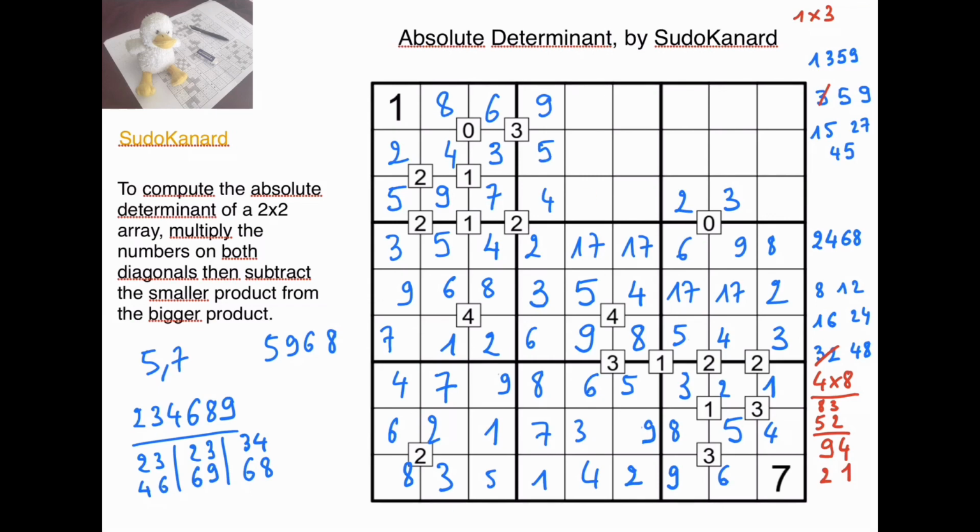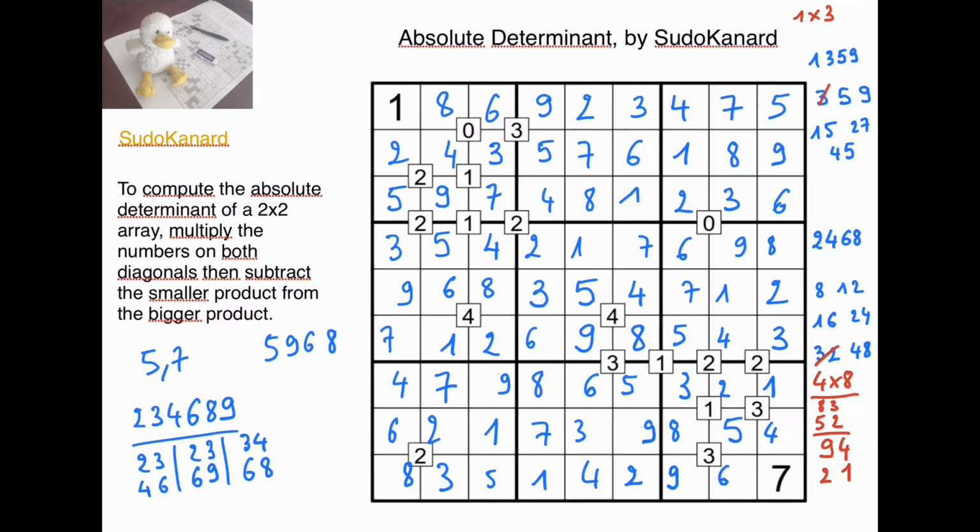Now we need 1, 6, and 8. 8 can only go here, 6 here and 1 there, making this a 7 and this a 1. Now we need here 2 and 7, and this is a 6, and this is a 3. And the final digits now are 5 here, 4, 7, making this a 1, this a 7, that's a 1, that's an 8, and that's a 9.